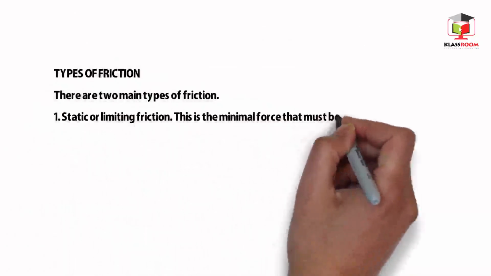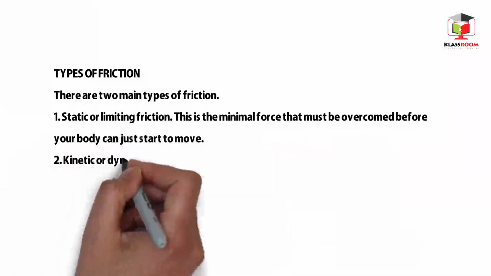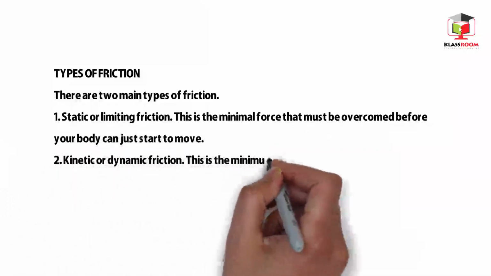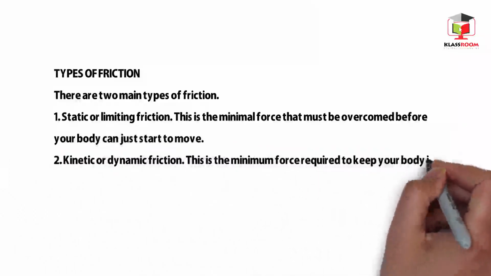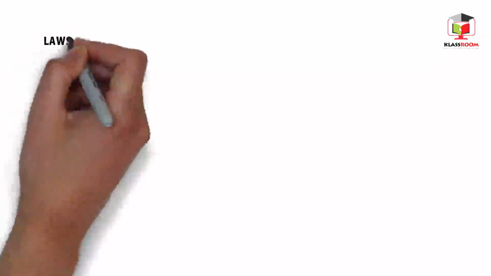This is the minimum force that must be overcome before a body can just start to move. Number 2, kinetic or dynamic friction. This is the minimum force required to keep a body in constant motion without rotating.